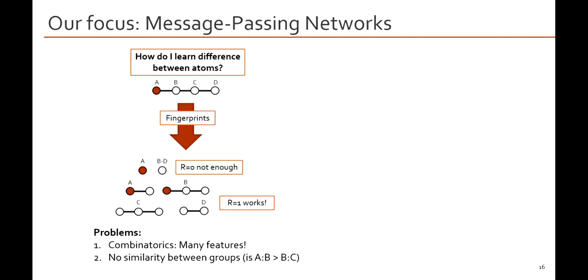So if I were to look at an example problem of taking this molecule here and trying to find features that differentiate these different atoms in the molecule. Now if I use my radius 0 fingerprints, I can't properly differentiate all of them, but if I go to radius 1, I can come up with 4 features that each match exactly one of my 4 atoms in the molecule. And this is good. It gives me features that describe each of these atoms, but these features aren't perfect.